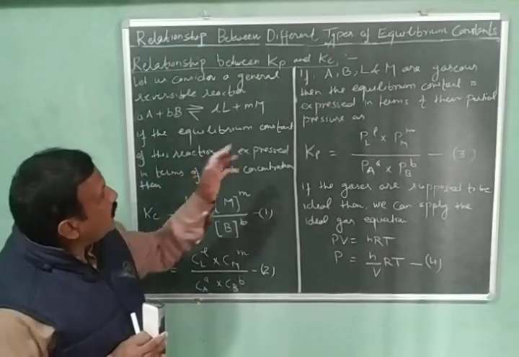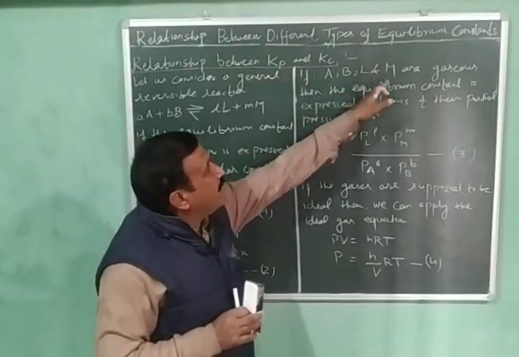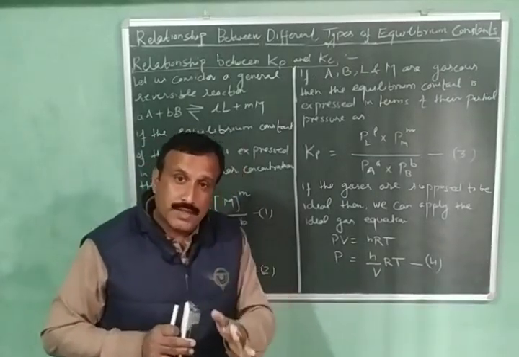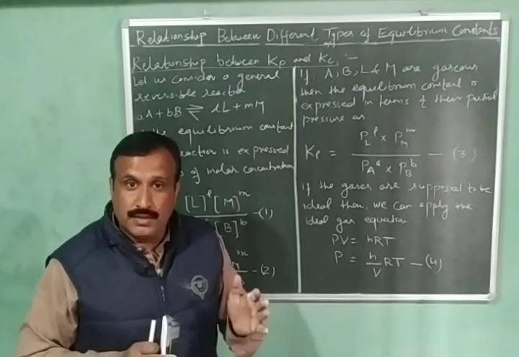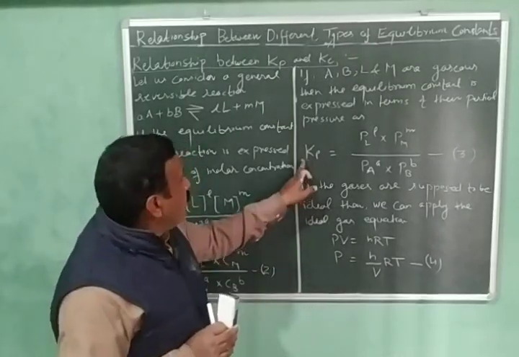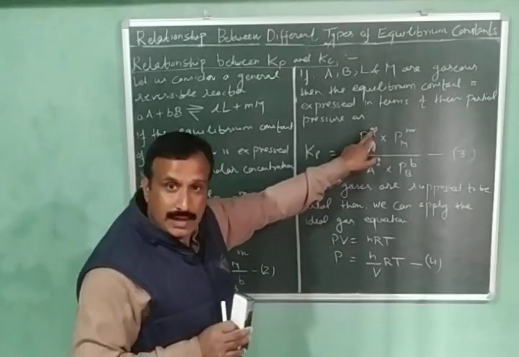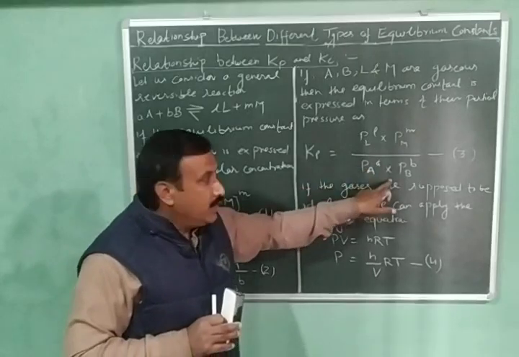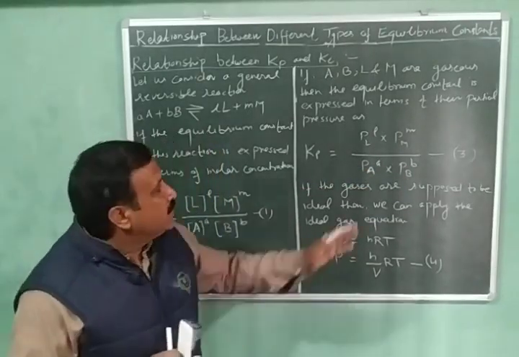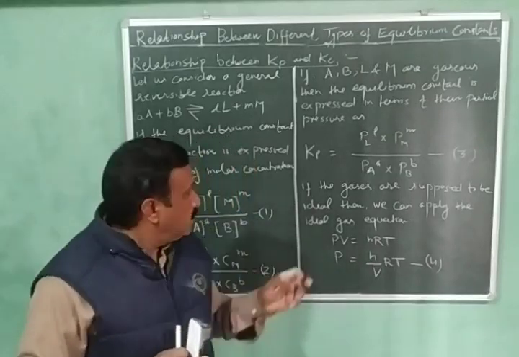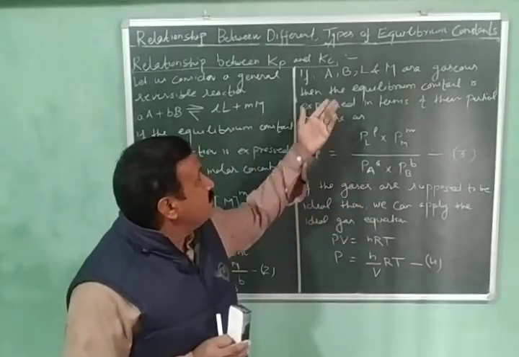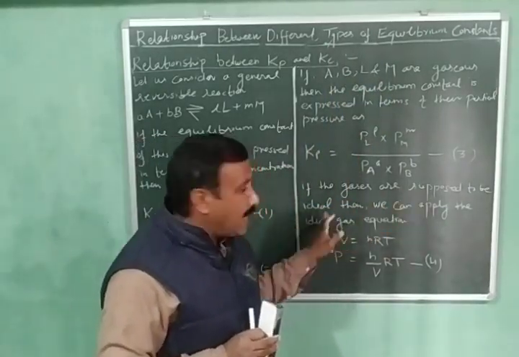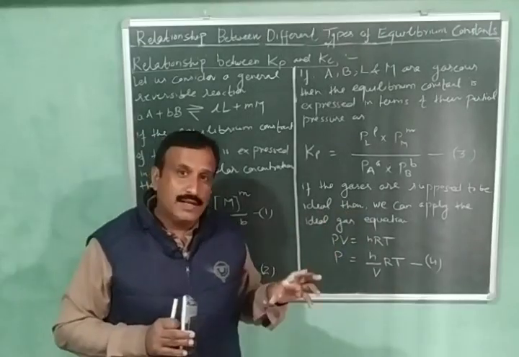If A, B, L and M are gaseous, then the equilibrium constant will be expressed in terms of the partial pressures and represented by Kp, and then Kp is equal to Pl raised to power l into Pm raised to power m divided by Pa raised to power a into Pb raised to power b. Let this be equation number 3. And if the gases are supposed to be ideal, then we can apply the ideal gas equation here.